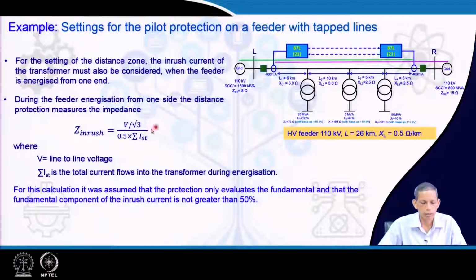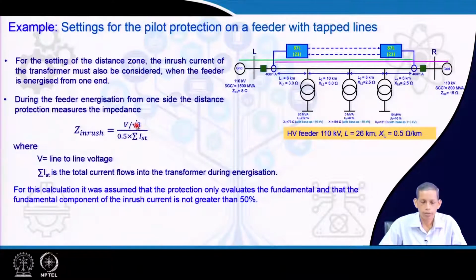So, the corresponding inrush situation, a current will flow, and that will be the summation of I of all the 3 currents, the inrush current. So, what is the corresponding impedance seen by the distance relay? That is our interest. So, Z inrush from any end side.